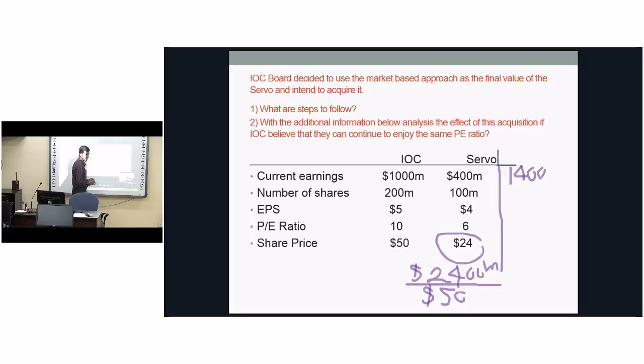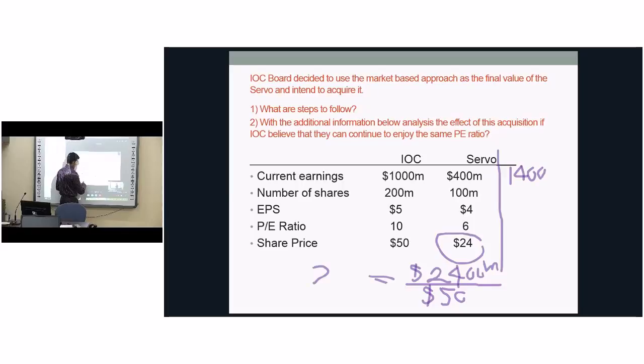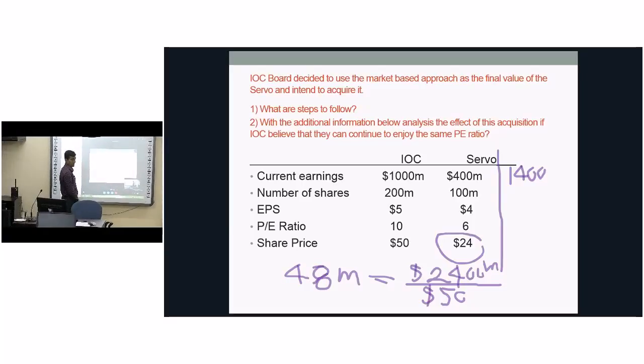Yeah, so 48 million shares have to be issued by IOC. Now IOC already has 200 million, so therefore the total IOC shares is going to be 248 million.